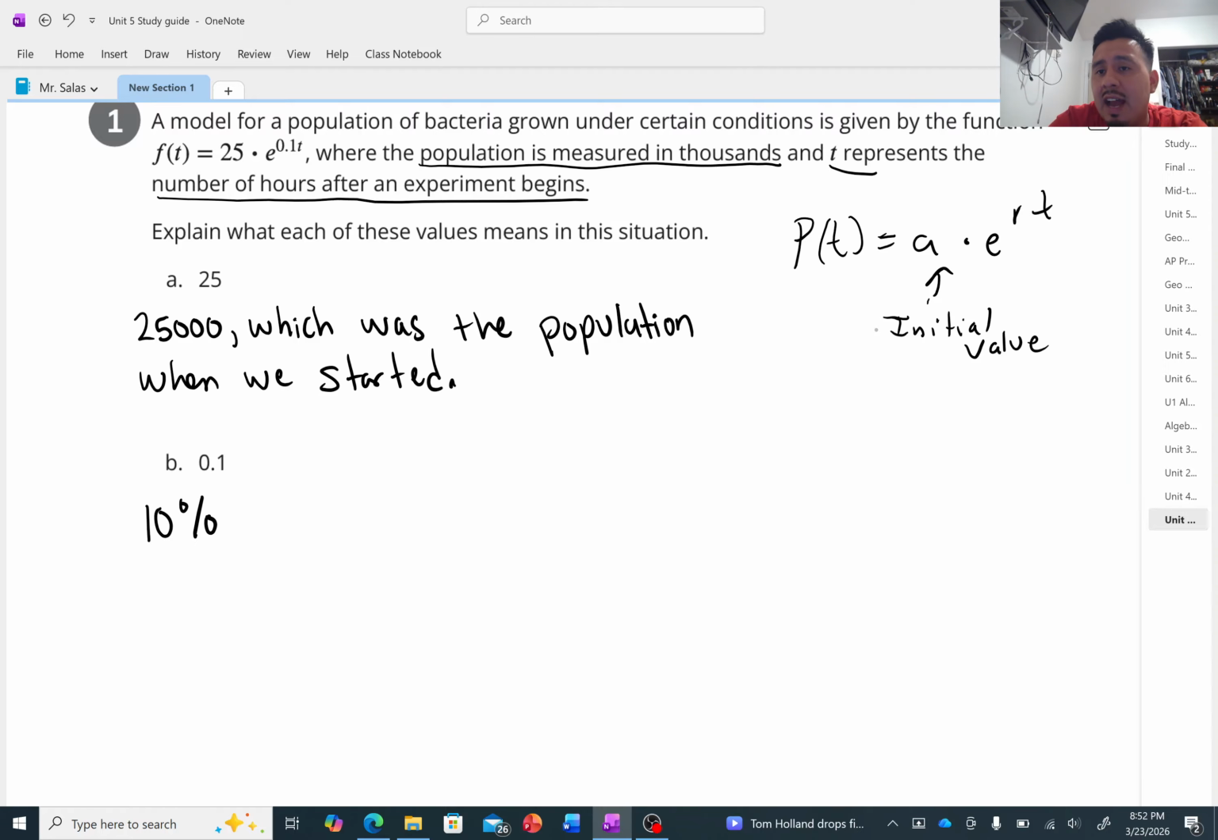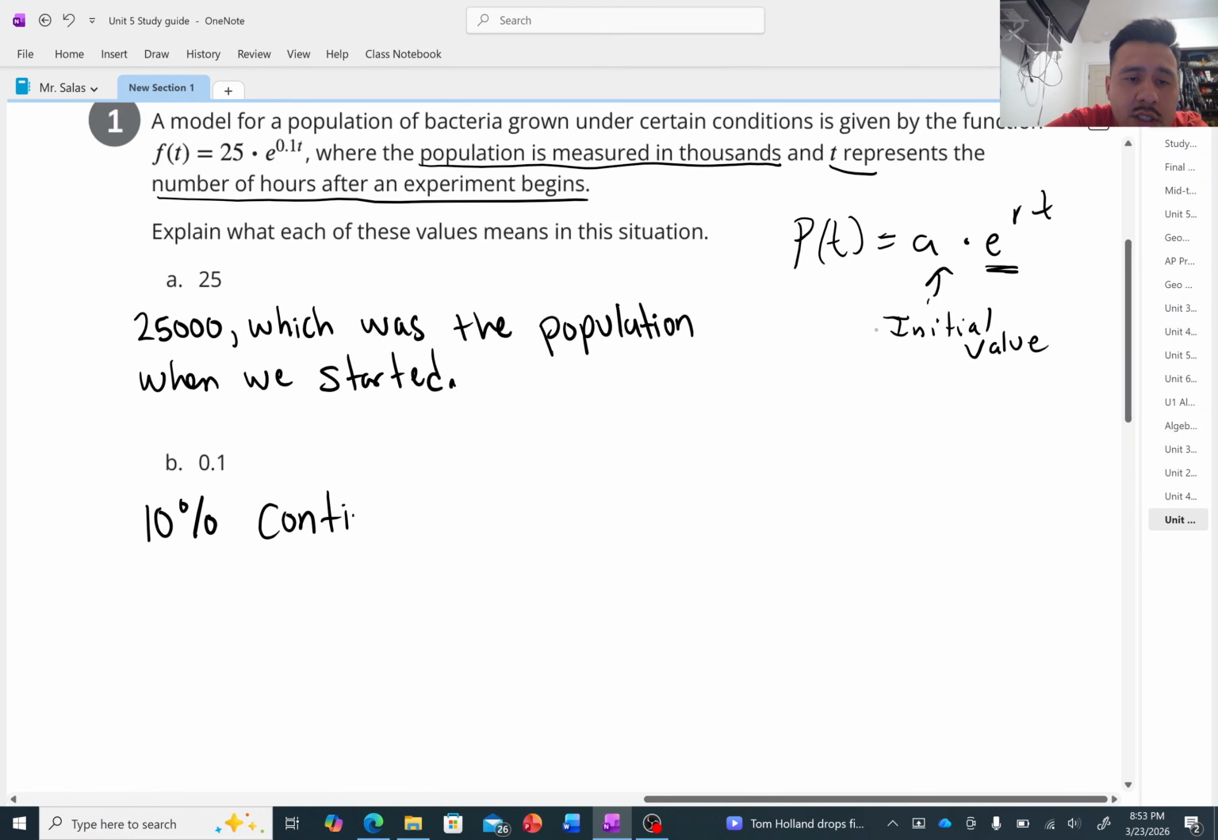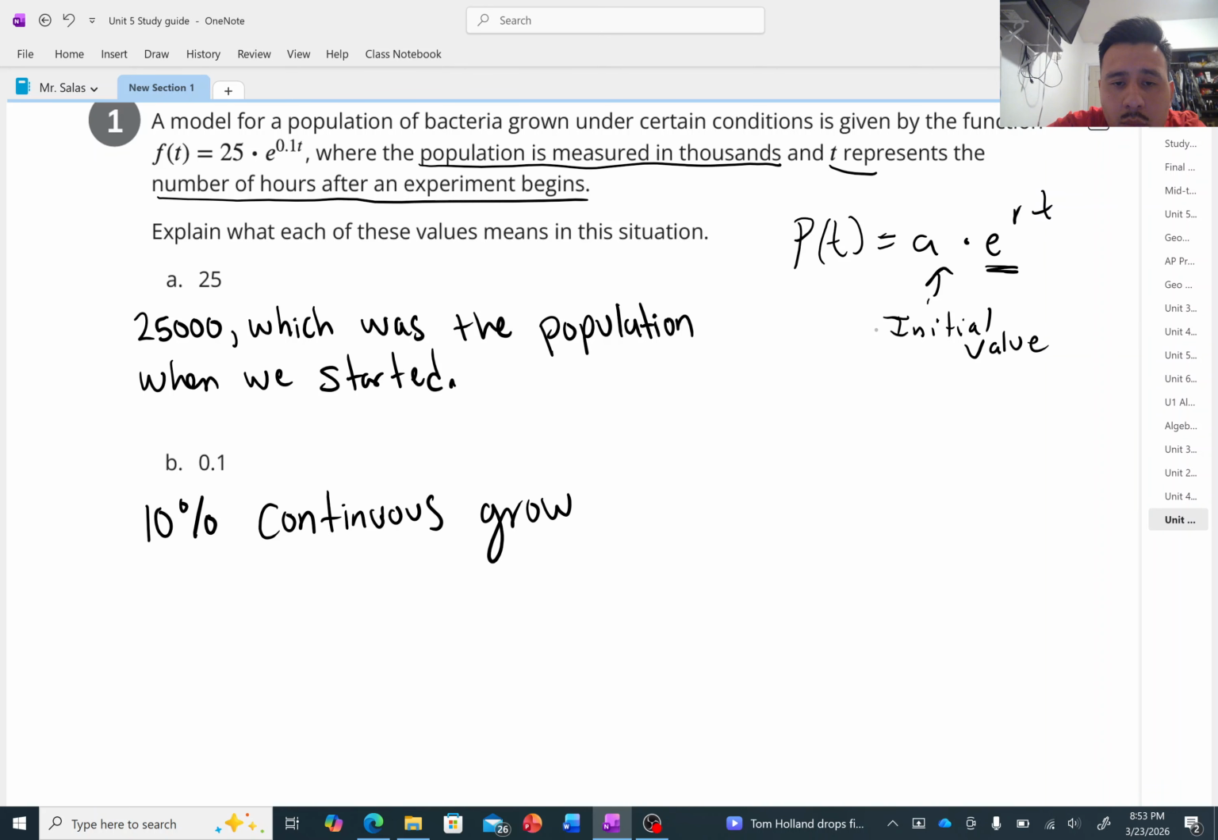And in this case, if it has an E, it's continuous. So I'm going to say 10% continuous. Continuous, that's a U, continuous growth rate. Okay? 10% continuous growth rate. So that's what it represents.